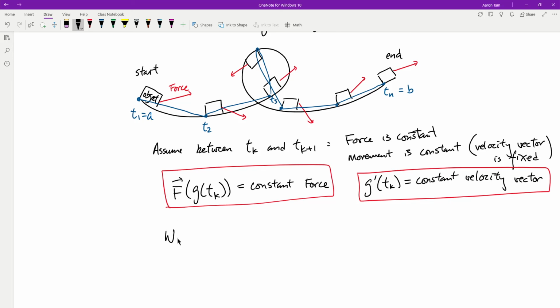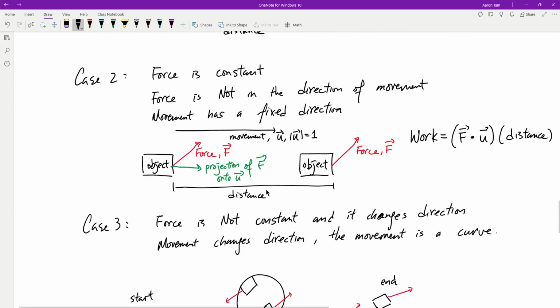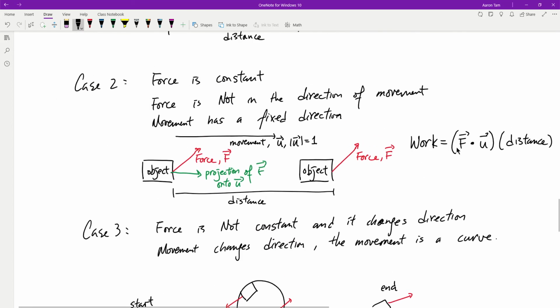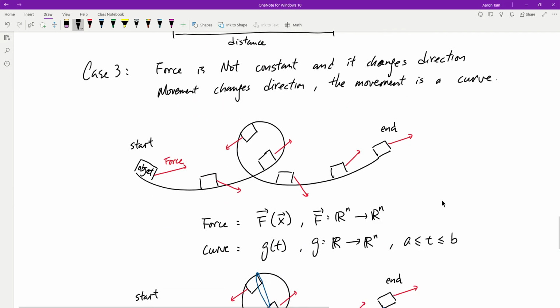So I'm going to say work sub k, which is because that would be for the k between t sub k and t sub k plus 1. That would equal to, I do need to use, because remember in this scenario right here, we have a constant velocity vector, so a constant movement, a constant force, but they just don't go in the same direction. So based on what we learned in case 2, I need to do the dot product multiplied by the distance traveled. So here the dot product has to be the force, dot product the direction vector, but the direction vector has to be a normalized unit length vector. So we have to make sure that's the case.